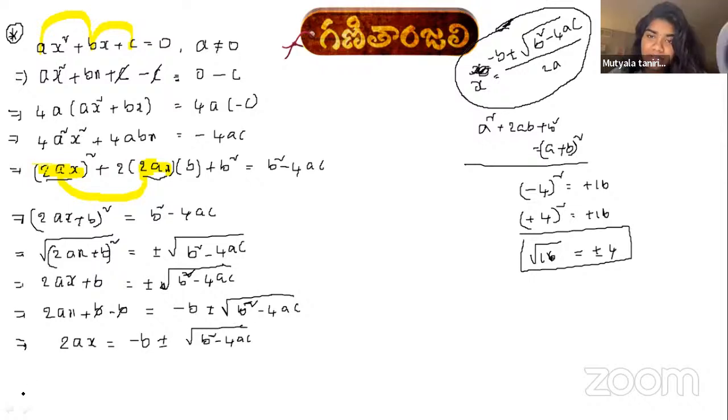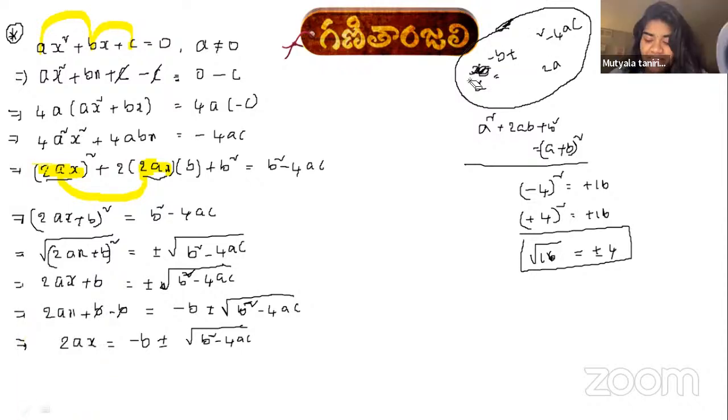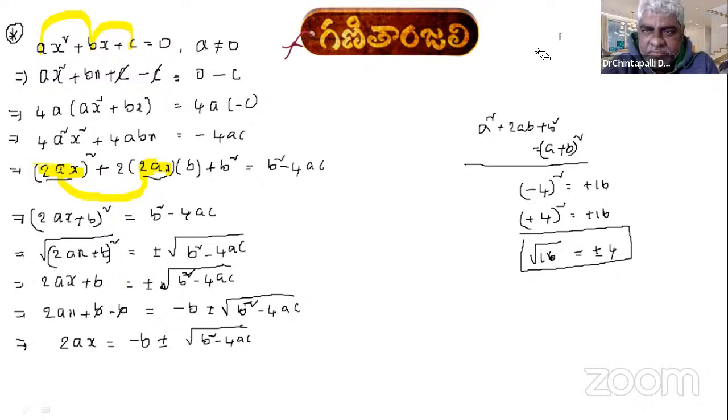We are just one step away from the result for x. Yes, sir. x equals negative b plus or minus... How does the minus come? Dividing both sides by 2a. Yes. Dividing both sides by 2a, we are left with x on the left hand side.